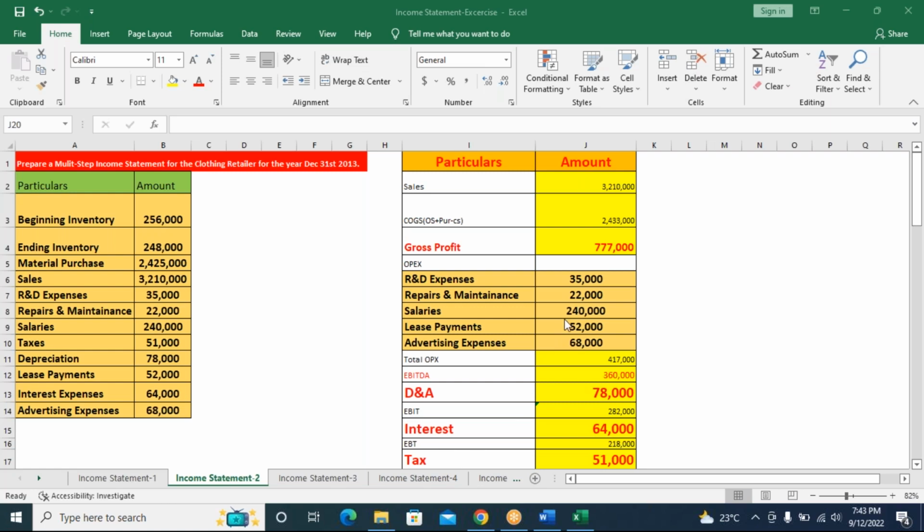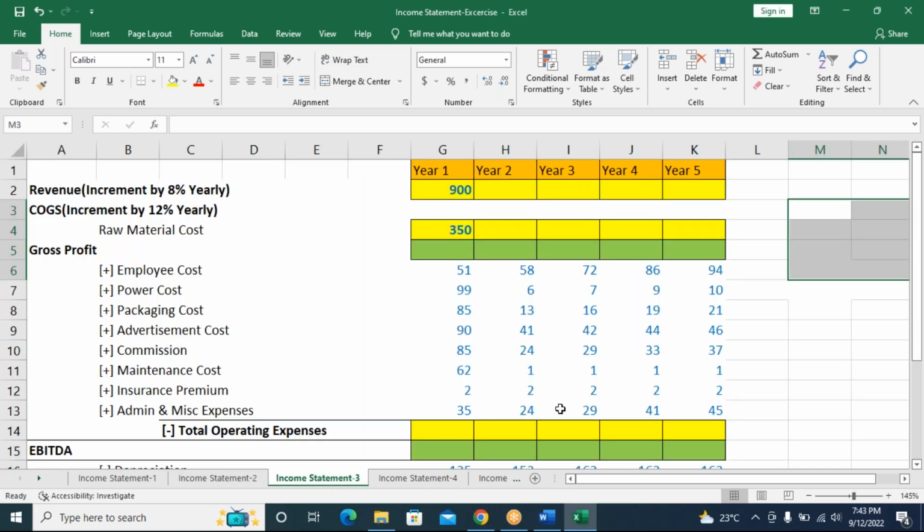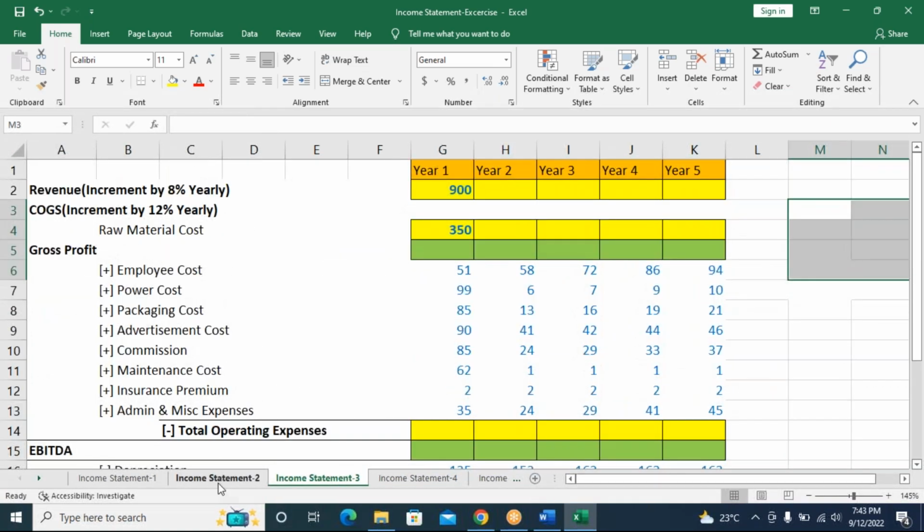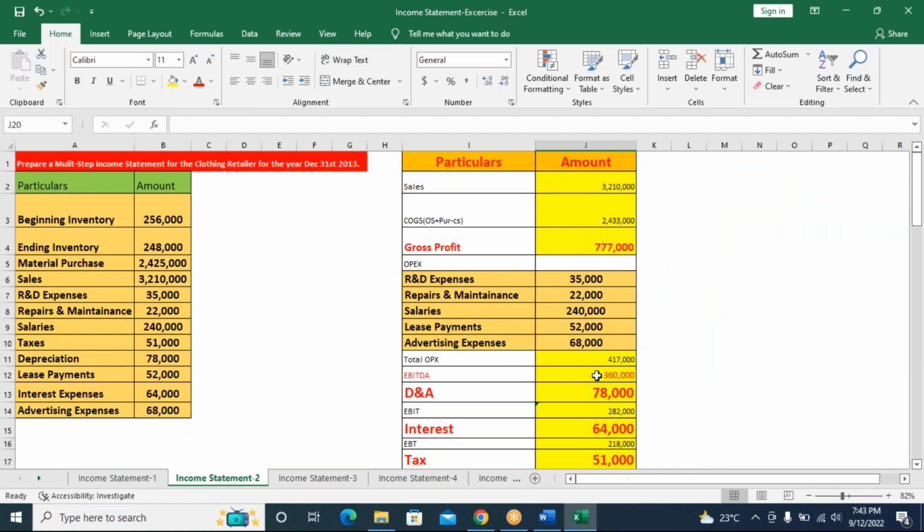Okay, did you people try, girls? Yes, ma'am. Okay, try it out. I'll give you some more time to do it. So tomorrow's assignment will be income statement 3. I want you people to try it. If you are not getting it, we will do it. Either way, I'll explain it to you. But before that, I wanted you people to give a try. Okay, income statement 3.